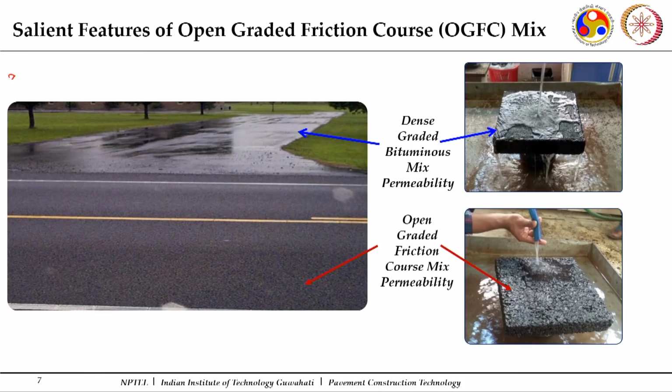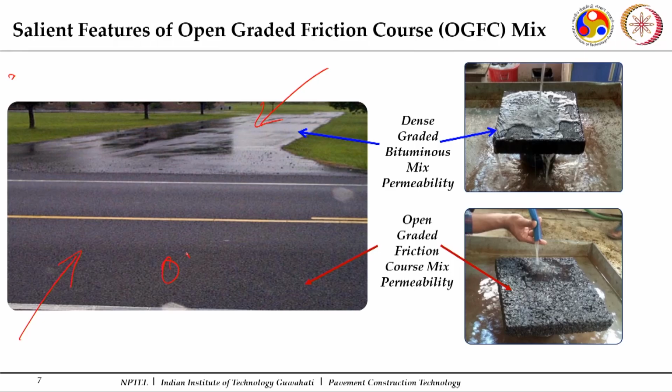Now, you can see there are two surfaces. The upper one is your conventional dense graded surface, and this is an open graded surface. On this conventional surface, water is moving with the help of camber to the sides. So, you will find some presence of water film over it. Whereas, in this other one, your open graded friction course, water immediately enters into the layer and then flows within the layer.